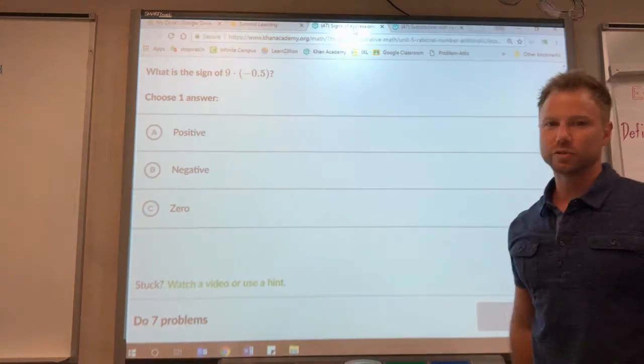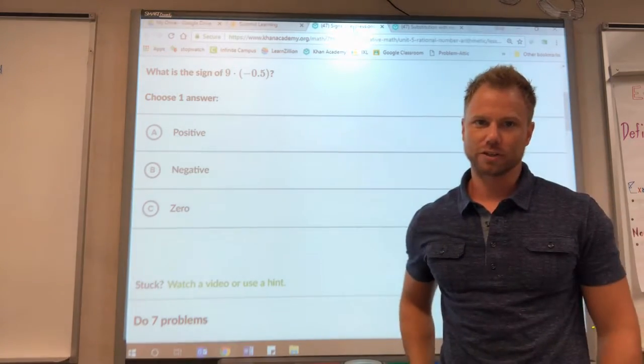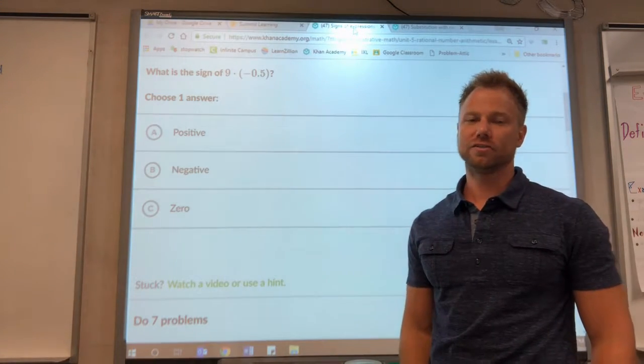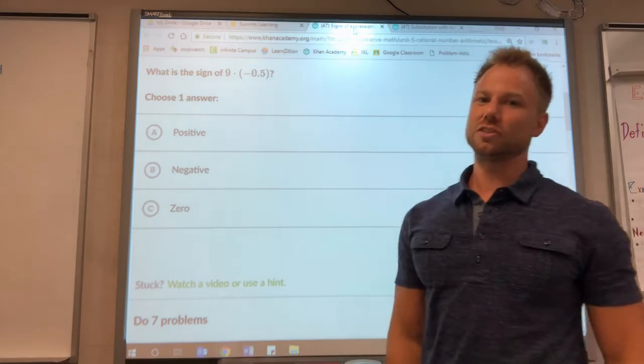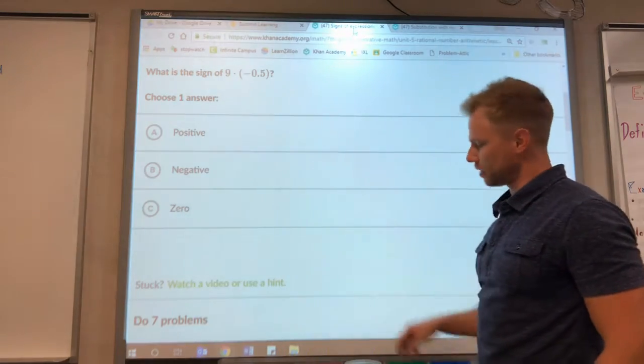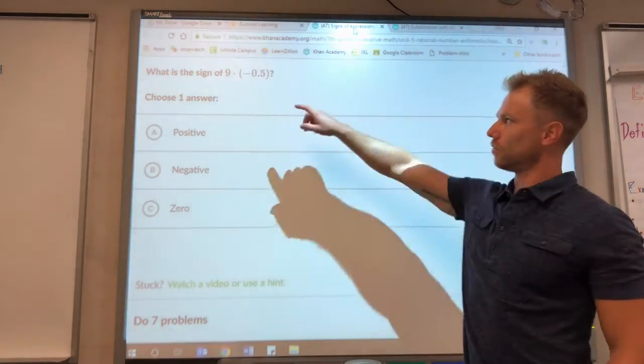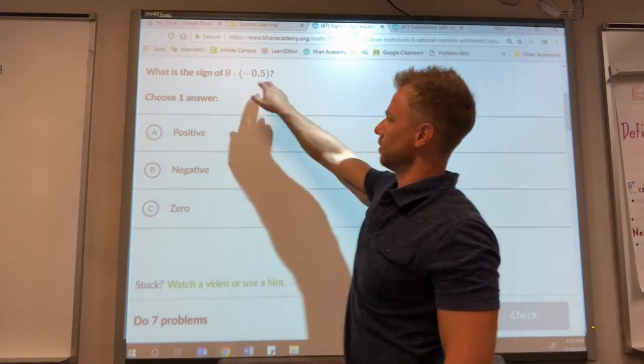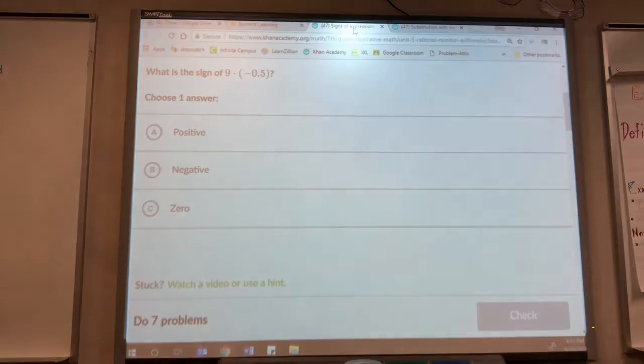We're just continuing to apply the rules that we've learned for multiplication, division, and addition and subtraction. So we have a positive 9 and a negative 0.5. A positive times a negative is going to be a negative. So we know the sign of our answer will be negative.